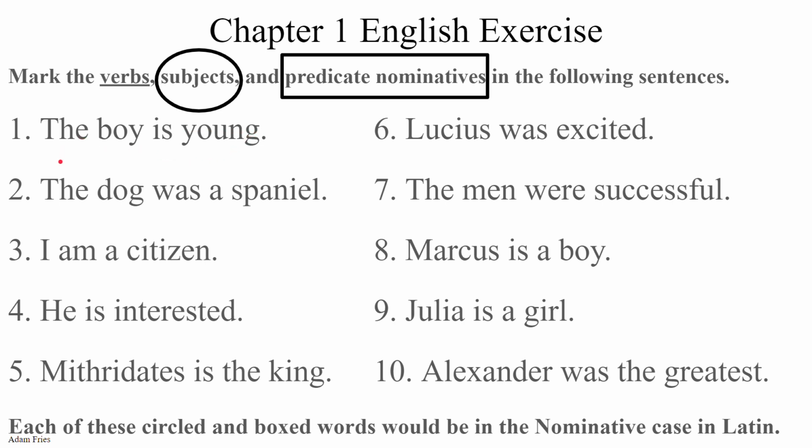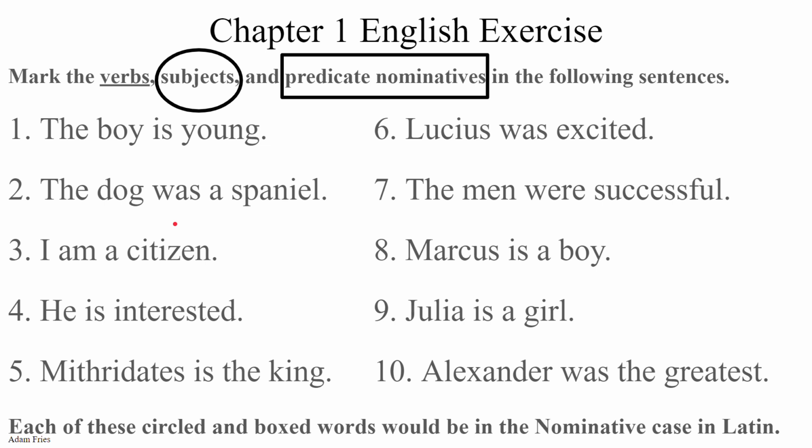Sentence 2. The dog was a spaniel. So we have the dog. That's going to be our subject because you go to the verb was. Was is a linking verb, just in the past tense. It's an equal sign. Ask yourself, who was the spaniel? The answer is the dog. So circle dog, underline was, and put a box around spaniel because it's giving more information about the subject. It's a predicate nominative.